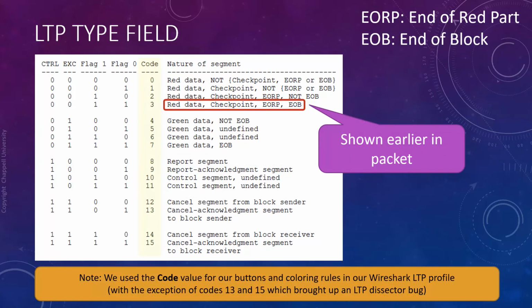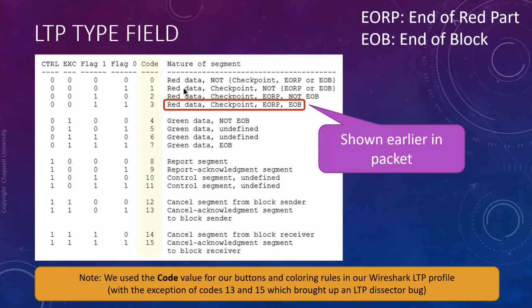This is out of the same RFC, showing you simply the combination of possible type field values. So this is what Wireshark looks at to put that information up into the info column. It doesn't, however, provide you the full set of information all the time. You have to look inside the packet, and hopefully the dissector will be enhanced to show you a little bit more. But essentially, when we see a code 0 in this field, it indicates it's red data, but we're not at the checkpoint, and we're not at the end of the red part, and it's not the end of the block. So this is in the middle of the data stream, or the start of the data stream.